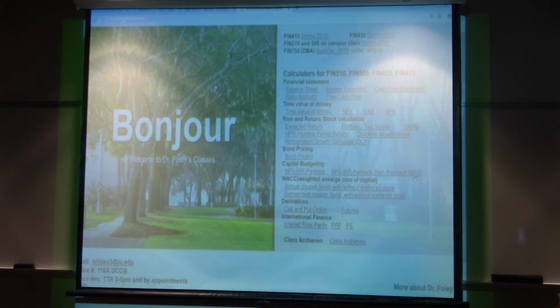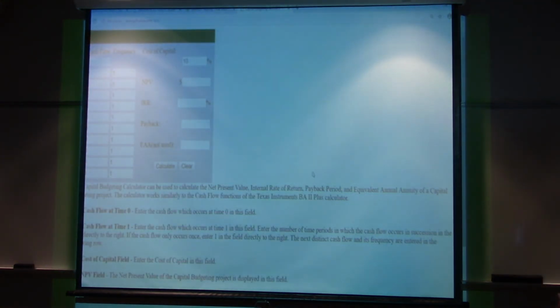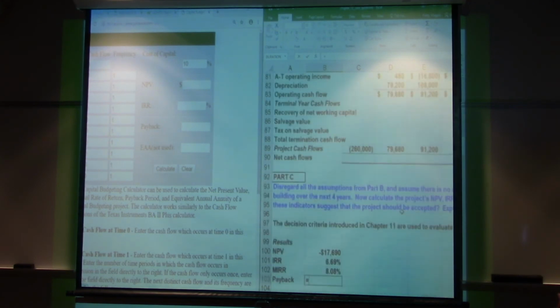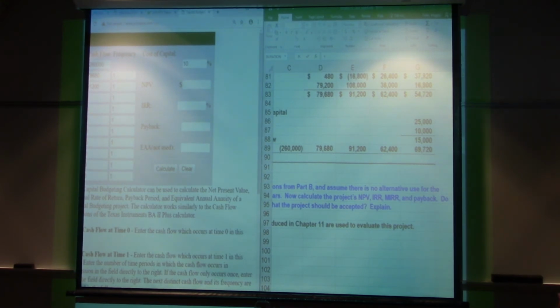The NPV payback, yeah, this one. That one will give you everything. Does this one need to be negative? Negative, yes. Okay, 260. Yeah, that's all. 3.38.